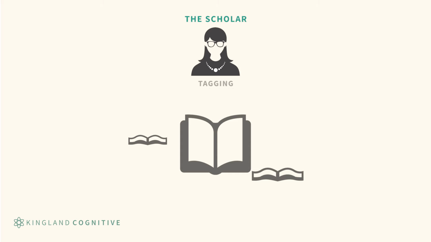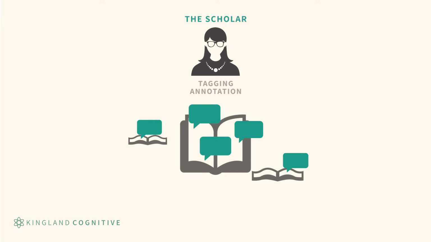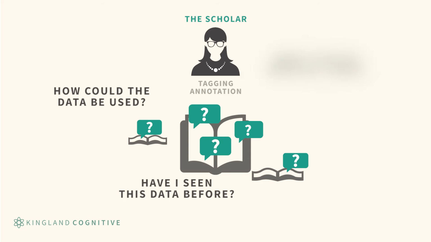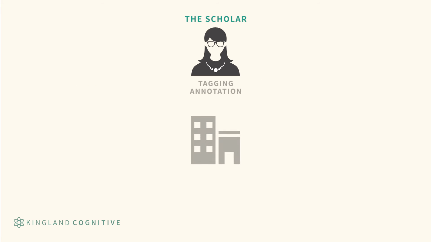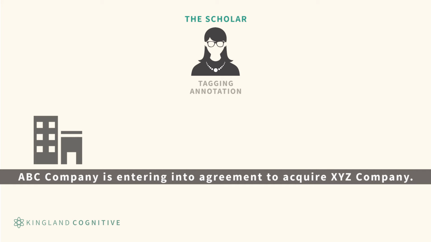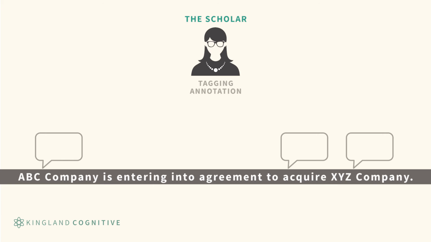It's going to perform a level of tagging and annotation on the data. The scholar wants to understand how the data could be used, if it's seen this data before, and what types of data it has. Let's draw up an example where we see some unstructured data around ABC Company. ABC Company is entering into an agreement to acquire XYZ Company. In this example, the scholar is really involved in tagging companies and actions with that information. The scholar will tag ABC Company as a company or organization. It will tag XYZ Company as a company or organization, and it will tag acquire as an action.